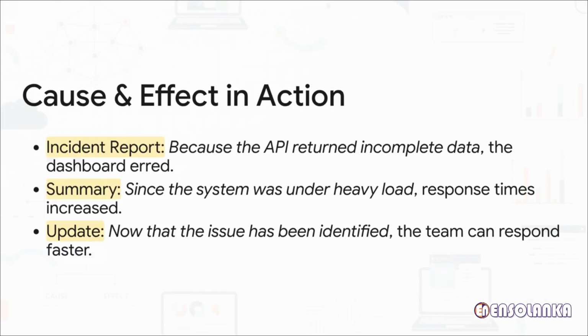So let's see how this plays out in the real world. You're writing an incident report? You need that direct reason because the API returned incomplete data. For a summary, where everyone already knows the backstory, you might use since the system was under heavy load. And for a status update, you're pointing to a new reality, now that the issue has been identified. See how each one fits its context perfectly?